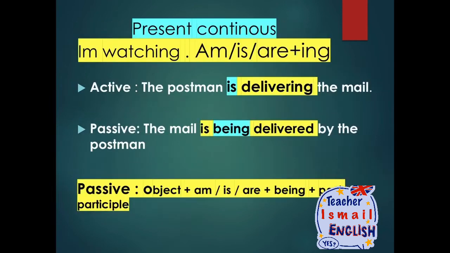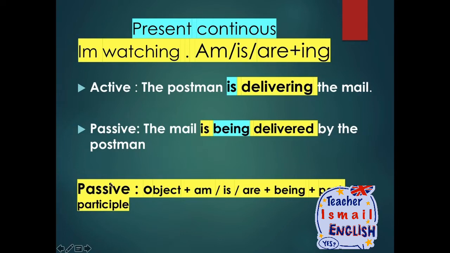Okay, we're going to move to the present continuous. The present continuous is a tense that we use to talk about something happening right now, or at this moment. We say I'm watching, he is watching, you are watching, which is the verb plus the ing form. In the active you can say the postman is delivering the mail. In the passive we have the mail is being delivered by the postman.